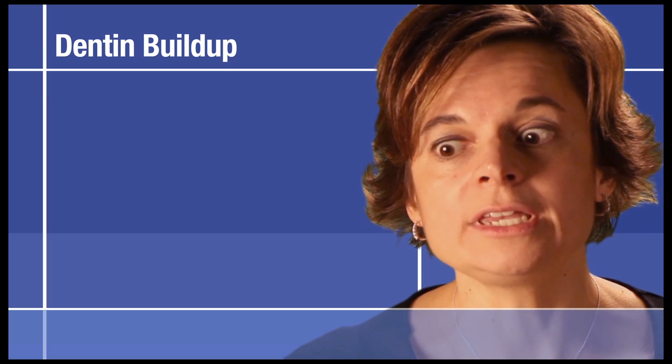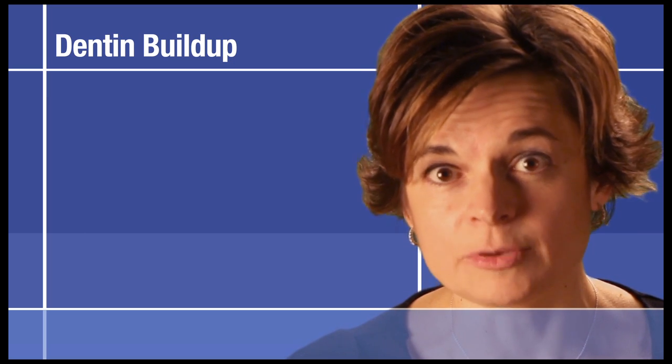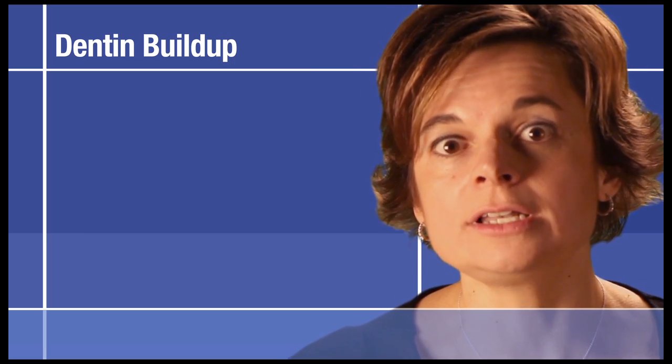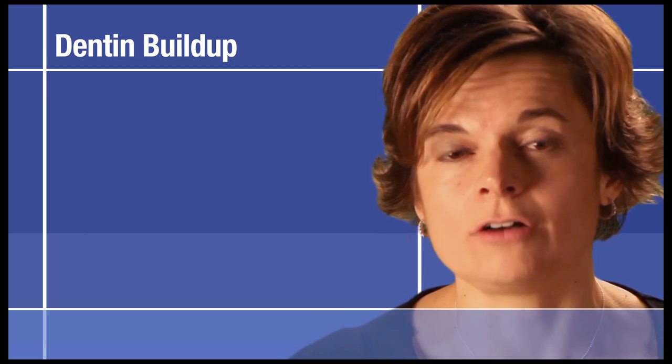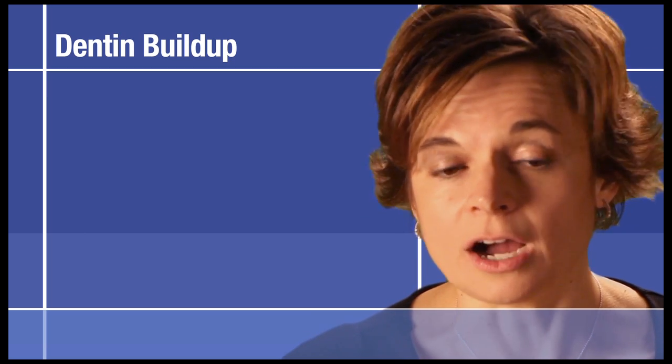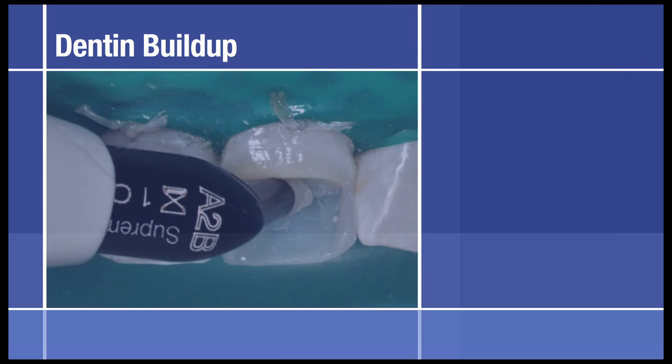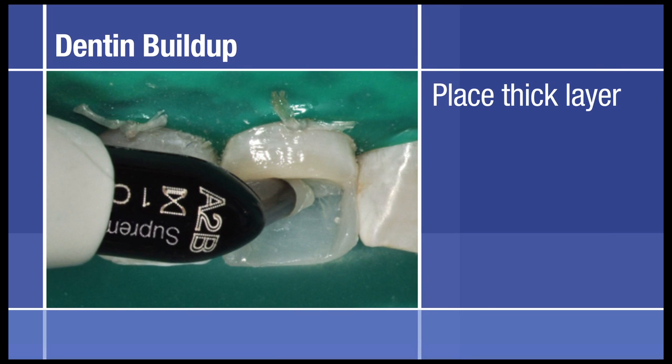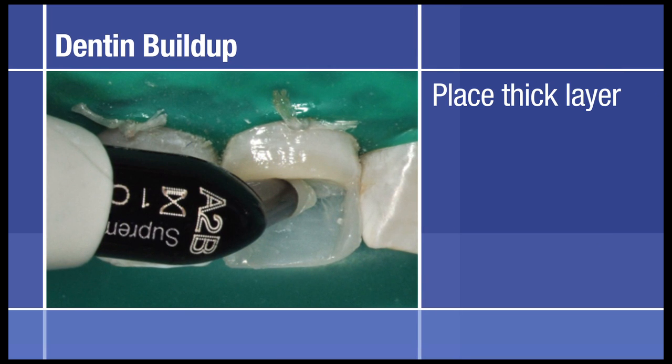So we want to go here with a more opaque type of layer and also a more saturated color. So my basic shade was A1. I'm going to switch for an A2 now. Go with a little bit more dark since it's dentin. It's a much thicker layer. How thick? The thickness of natural dentin.